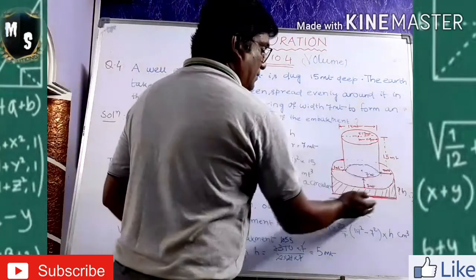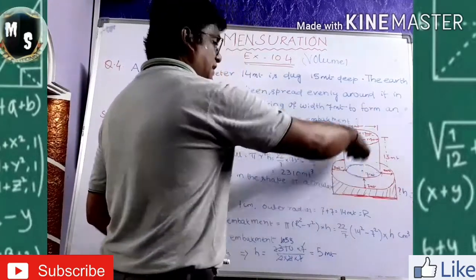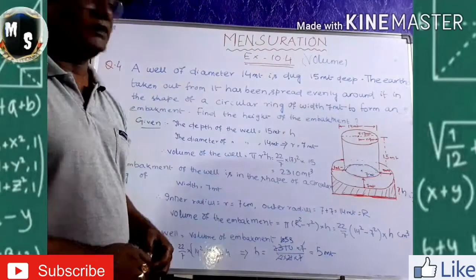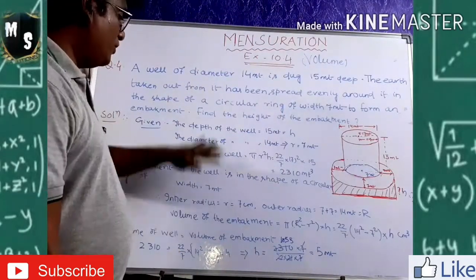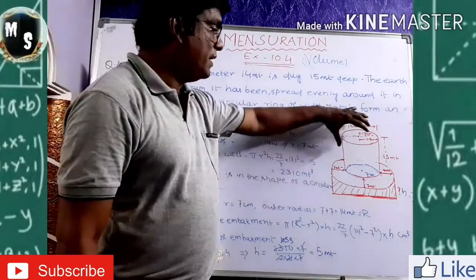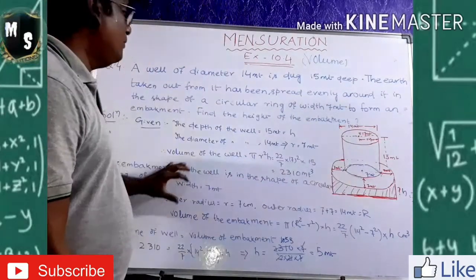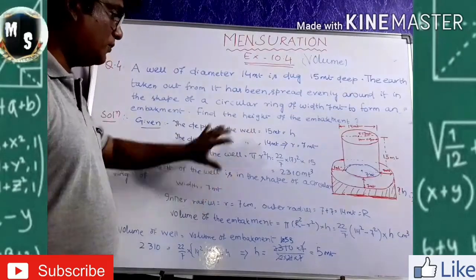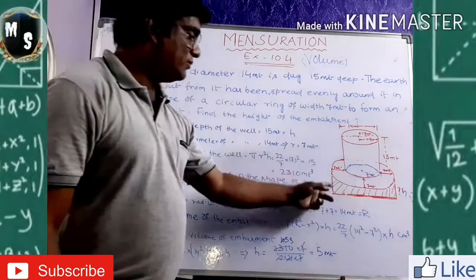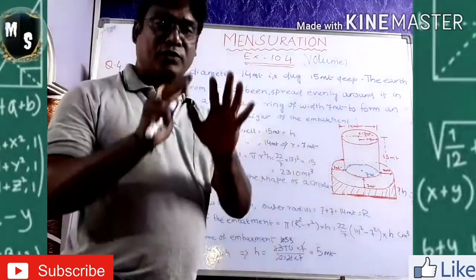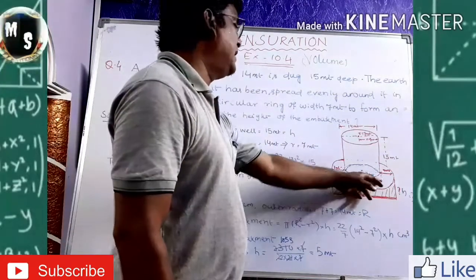This is the height on which people will stand and take water from the well. I hope you understood this combination of a cylinder with a hollow cylinder. After getting the volumes of both, we are getting the height of the embankment. I hope you understood the embankment. Embankment is a hollow cylinder.